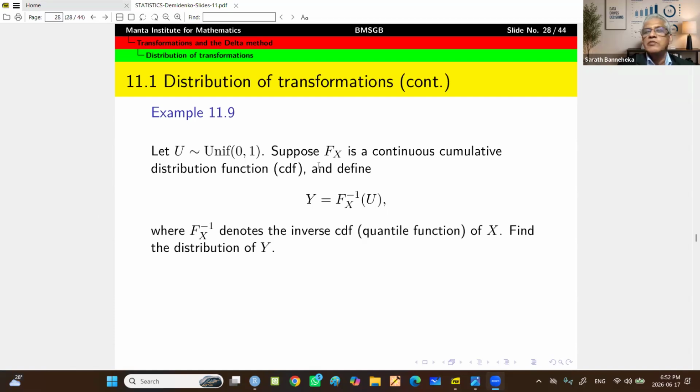Right. So the first example that we look at in this part is actually a very useful result. Even though I mentioned it as an example, you can use it as a theorem also. So let's look at that. Let U be a uniformly distributed random variable on the interval (0, 1). Suppose F_X is a continuous cumulative distribution function of some random variable X, and define Y to be the inverse of this cumulative distribution function evaluated at capital U.